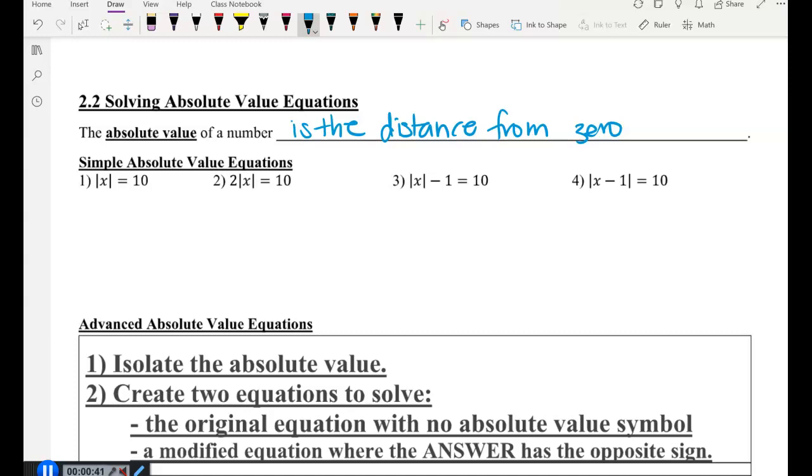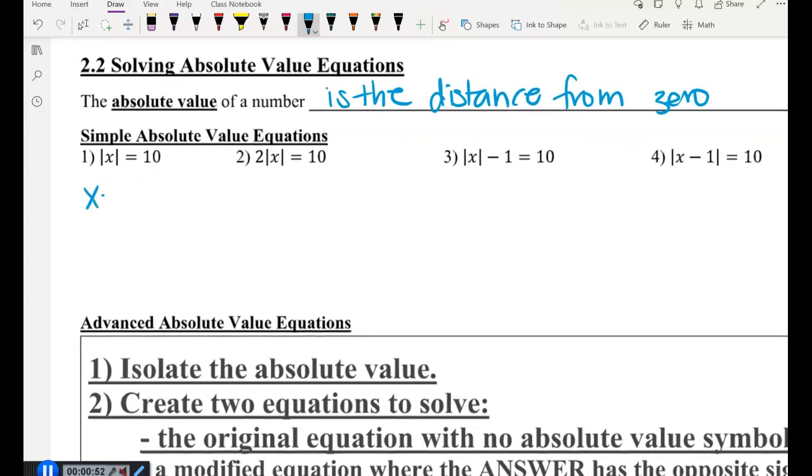Example 1 says, absolute value of x equals 10. That means I want the distance to be 10. So, what could x be? 10 or negative 10? Yep. So, we can write plus or minus 10. Box that up.